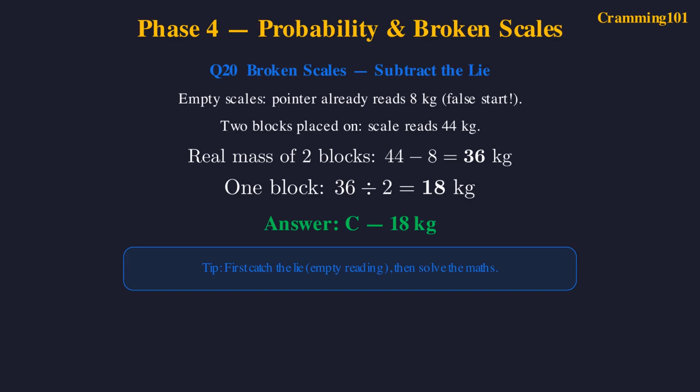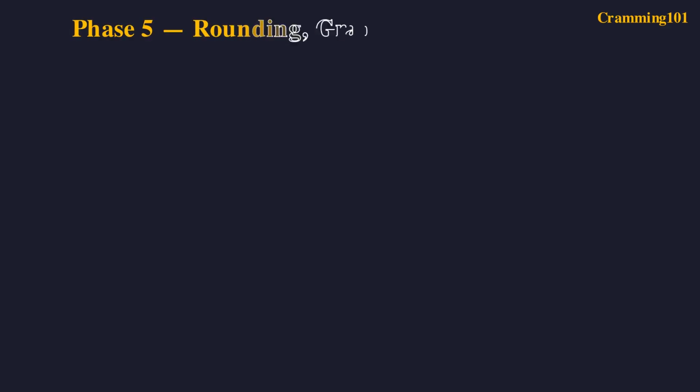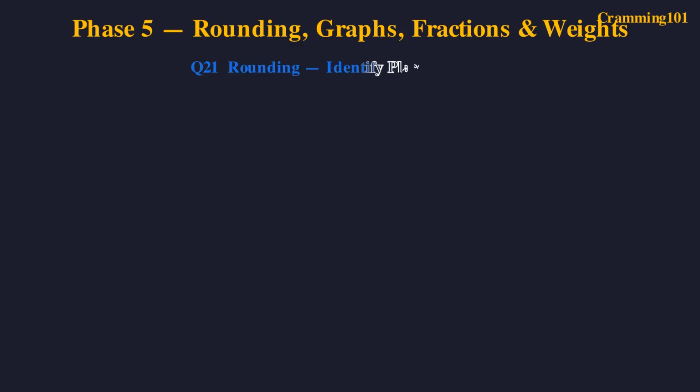Phase 5. Rounding graphs, fractions, and pair weights. Question 21. Rounding. Alinta and Tao both round the number 4,850,000. Alinta rounds to the nearest million. To round to the nearest million, look at the hundred thousands digit.